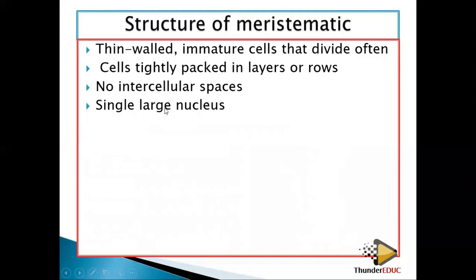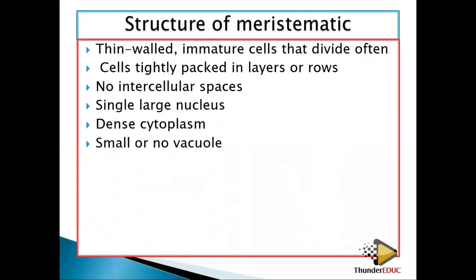There is a single large nucleus. They have only one nucleus, and it is extremely large. Then you have dense cytoplasm. The cytoplasm is dense. It has a lot of substances in it, so that it allows it to grow. It could have a small vacuole or no vacuole at all. If it is not there, then it means that the vacuole is very small if it is present. Because in most cases the vacuoles are not yet there because the cell is still growing.